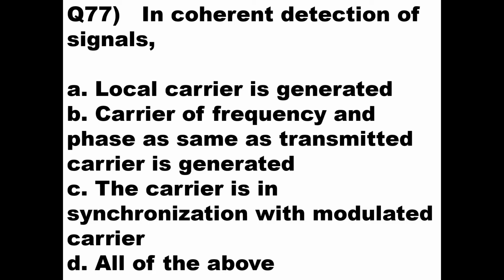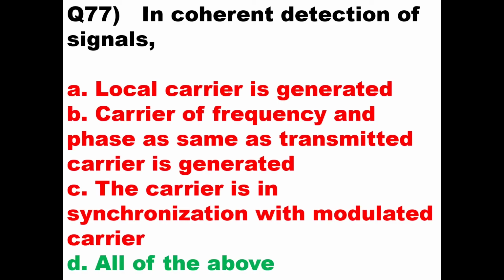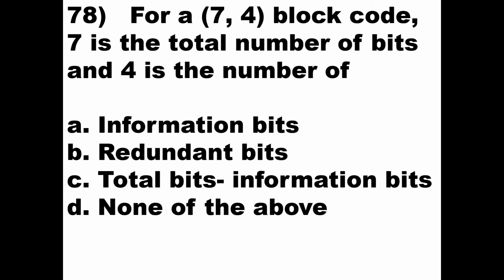So all of the above cases take place in coherent detection. Local carrier is generated, carrier of frequency and phase same as the transmitted carrier is generated, and the carrier is in synchronization with the modulated carrier. All this should match, then only it is called coherent detection. And after that you are going to detect whether the input bit is binary 1 or 0. Okay. Then we'll go to the next question, question number 78.